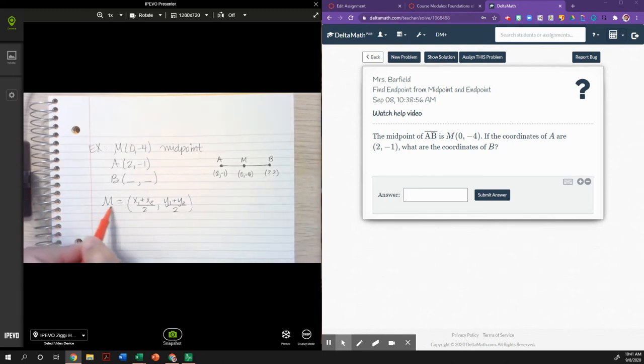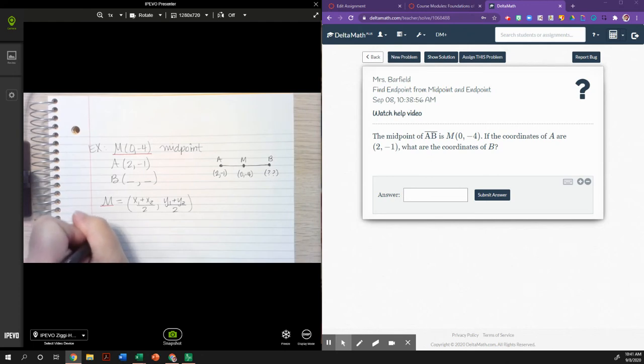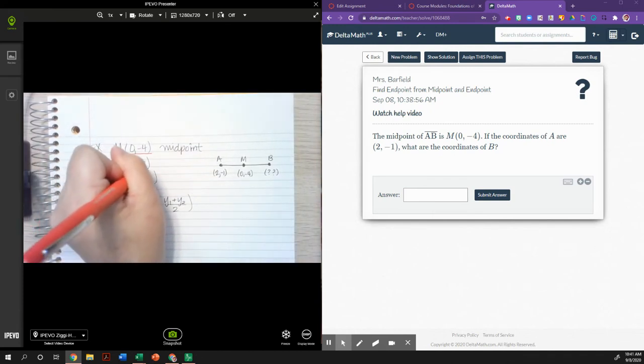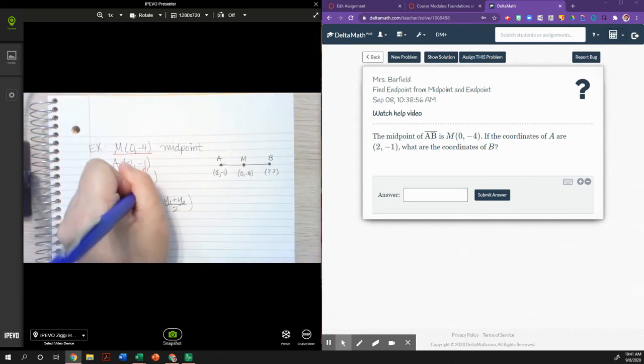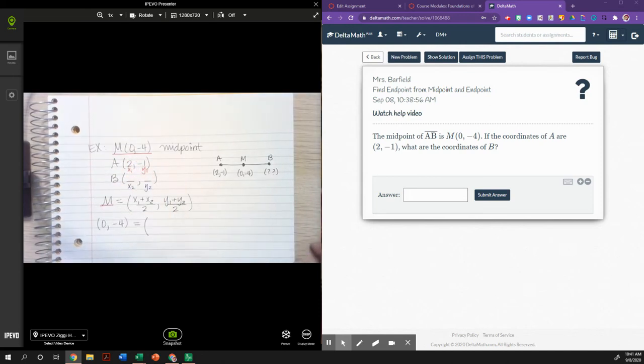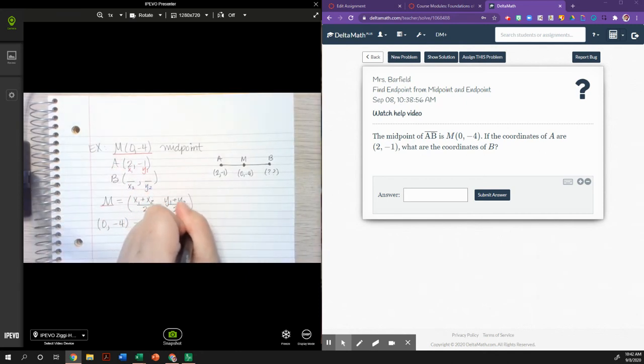All right, I've been given M. Okay, so I've been given M here. All right, so 0, -4 equals, okay, I've been given x1, y1, and I'm looking for x2, y2. All right, so I know x1 is 2. So 2 plus x2 divided by 2. And I know that -1 plus y2 divided by 2.